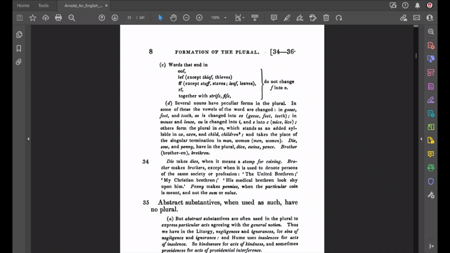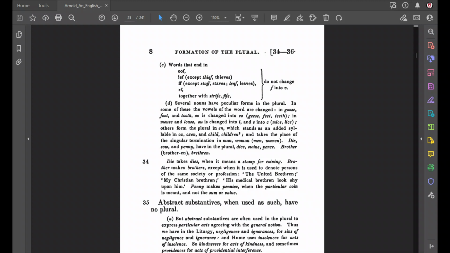Sometimes the vowel in the word will change. For example, man becomes men. The A turns into an E for the plural. Woman becomes women. The pronunciation of the word changes in both vowels.